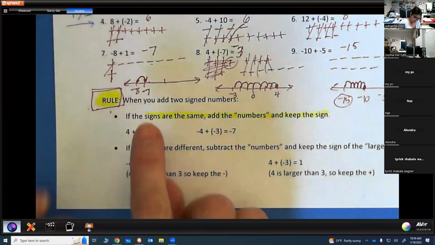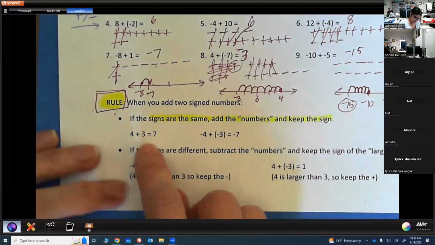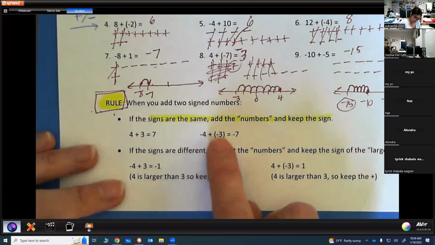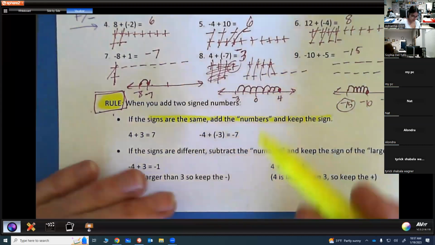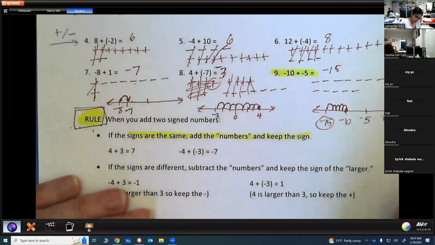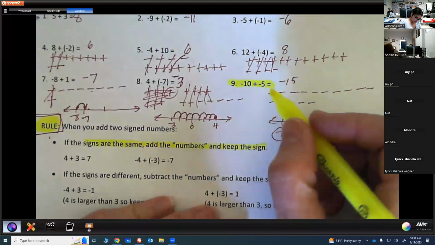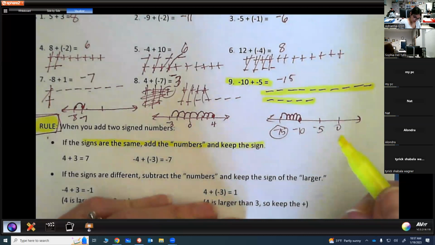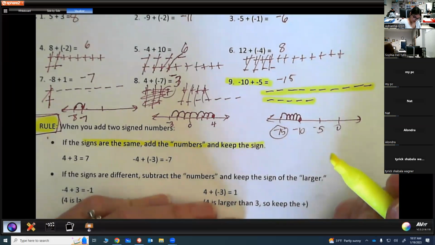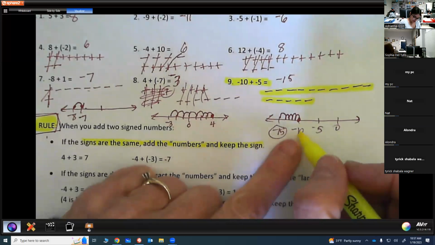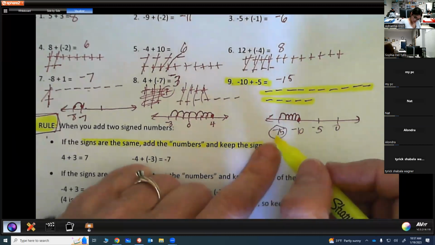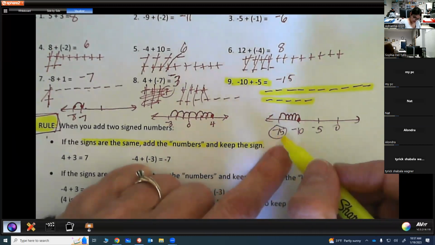So that's the rule when the signs are the same. 2 positives, you probably won't have trouble with anyway. But 2 negatives, we're going to take the 4 and the 3, we're going to add them, and then we're going to keep the same sign. And you could see that pretty clearly in number 9. By the charge method, if I put in 10 negative charges and then I add more negative charges, I just have a lot more negative charges. There's nothing that cancels. On the number line, if I start at a negative number and I move to the left, I'm just going to get a negative number. Does that make sense?